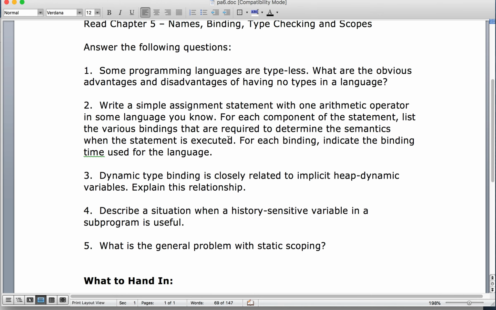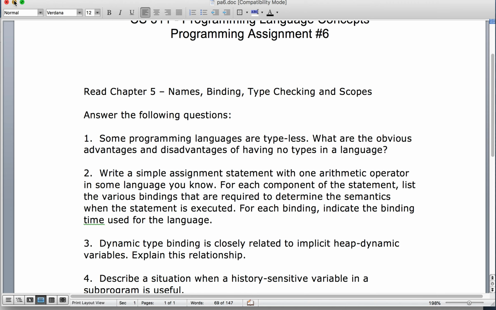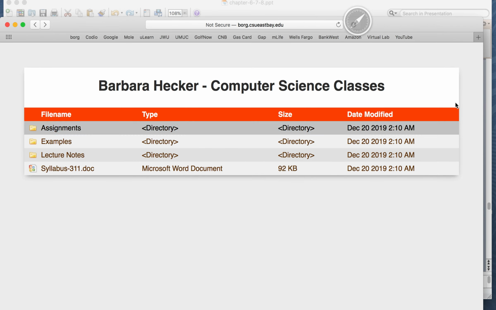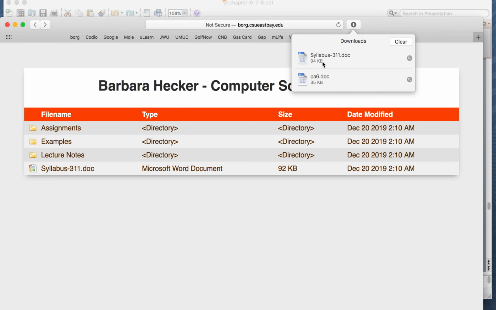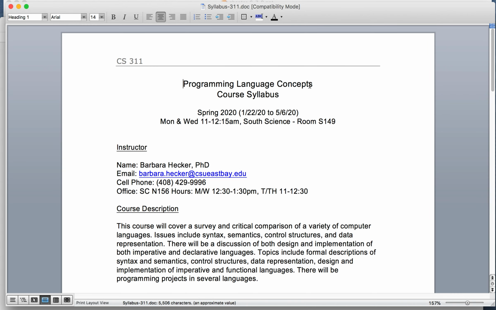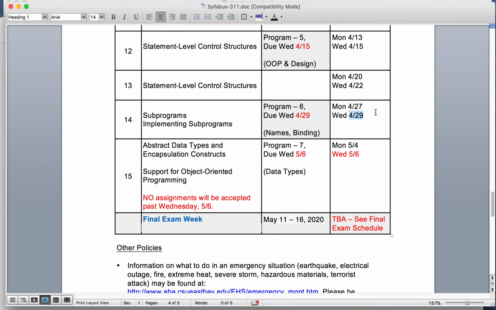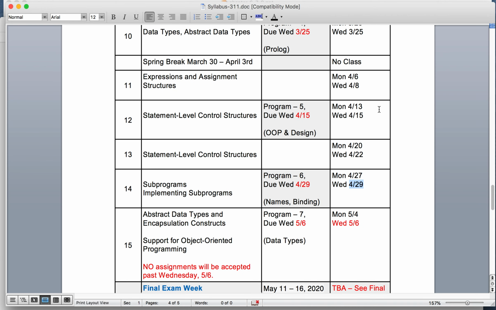And you don't necessarily need to turn it in yet. It's not going to be due for a couple weeks here. Let's go take a look at the syllabus while I've got a few moments here. The assignment number 6 is due on 4/29.